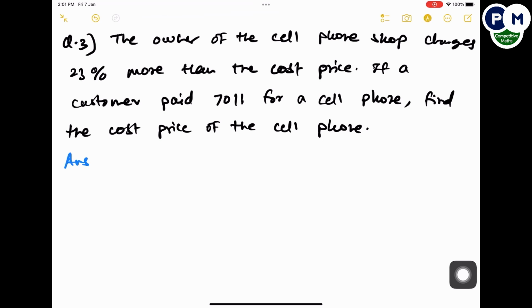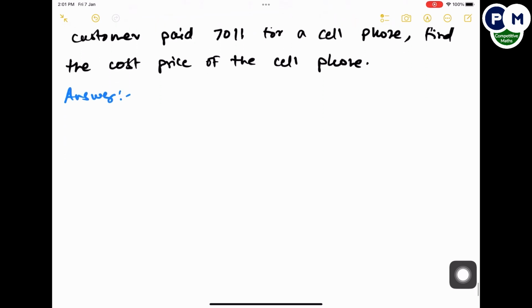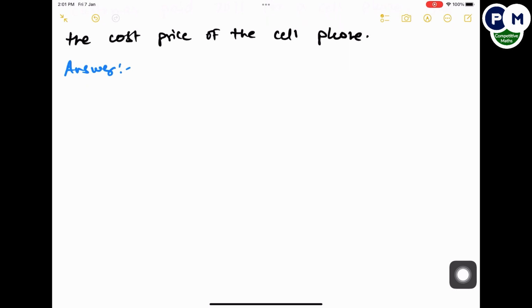Here is the next problem statement. The owner of the cell phone shop charges 23% more than the cost price. If a customer paid $70.11 for a cell phone, find the cost price of the cell phone. Here is an answer with explanation.